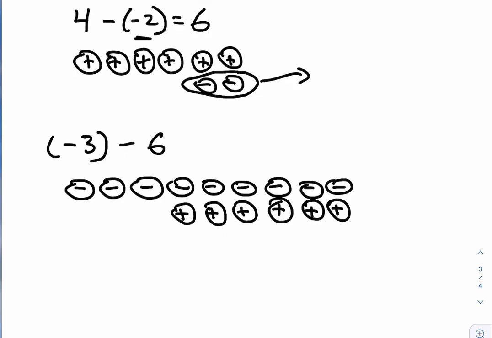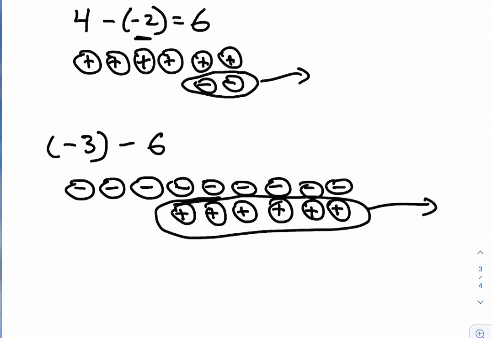I now look and I see that I have 6 positive chips available, and I'm going to remove those, leaving my answer to be the remaining chips, which is a -9. Let's do another one.